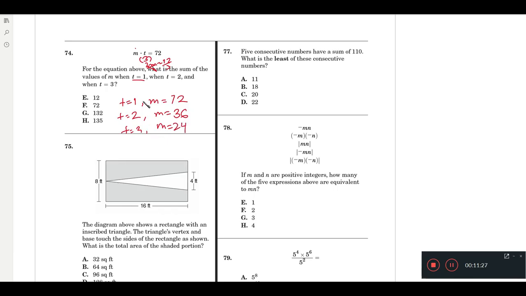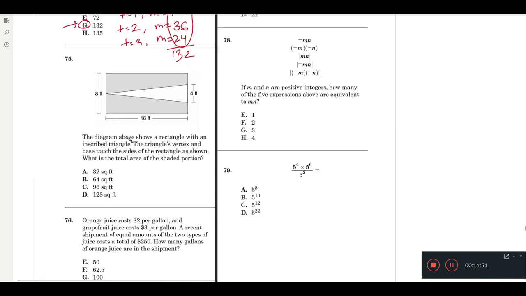So what is the sum of it? Sum of the m's. You have to add all of those. What do you get? 72 plus 36 plus 24 is 132. It's going to end with unit digit 2, so I know this is the answer, but you can add literally. Any question about 74? No. I understand. Very good.